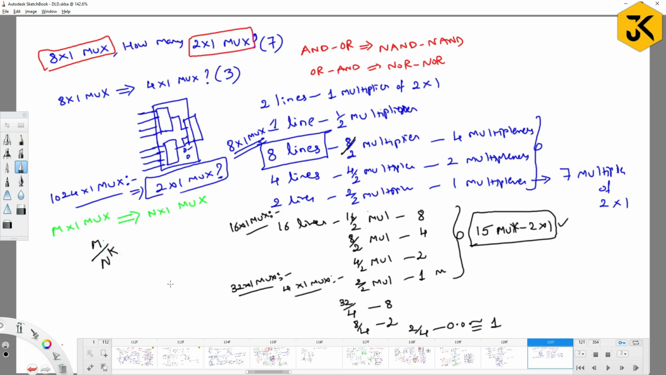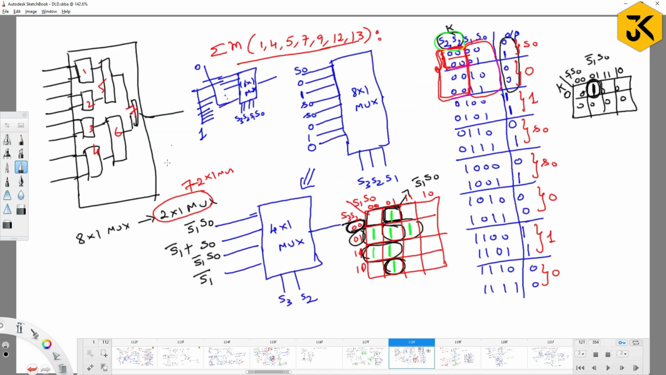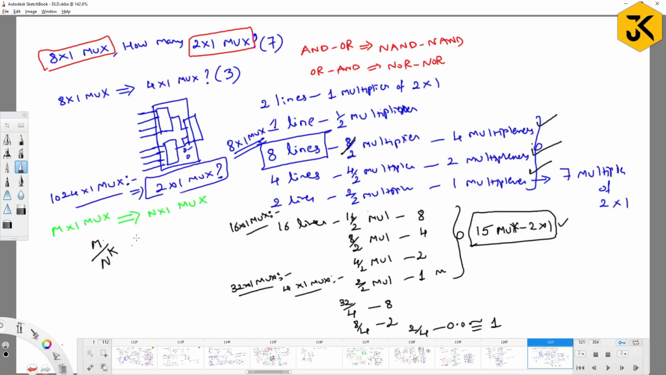So what is the value of k here? It is the number of levels. At the first level 4 multiplexers are required, at the second level 2 multiplexers are required, at the third level 1 multiplexer is required. Right? So observe, this is level 1, level 2 and level 3. When are you going to stop this procedure? When this m by n power k value is less than or equal to 1. Am I right? So I have to get either 0 point something, or the value 1.